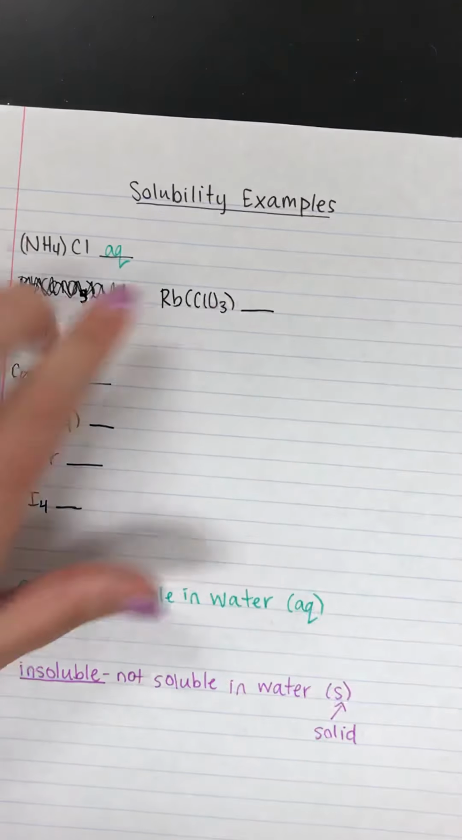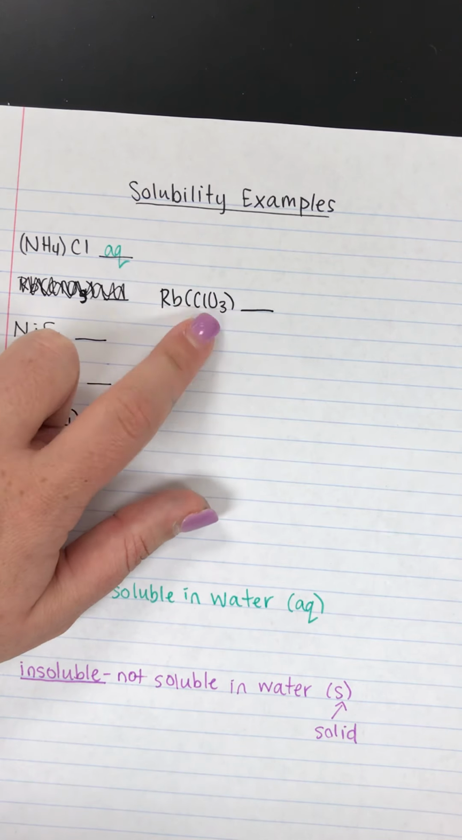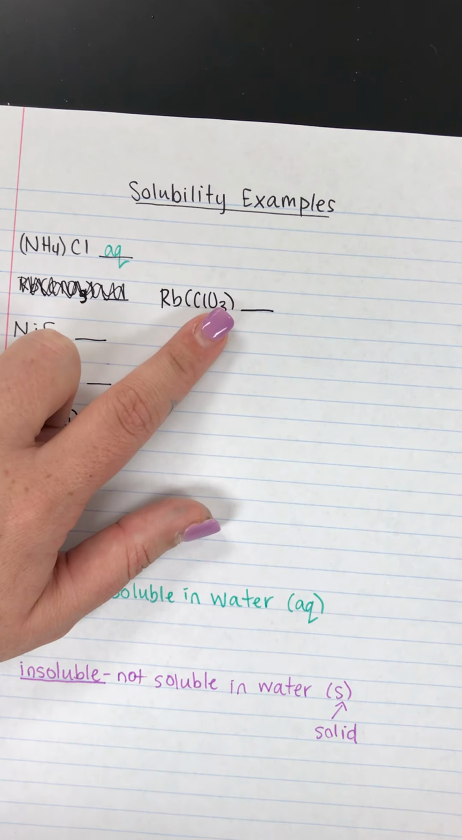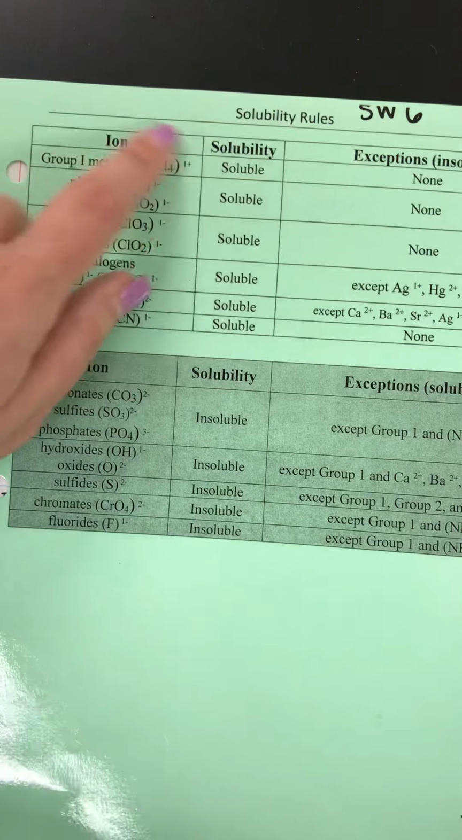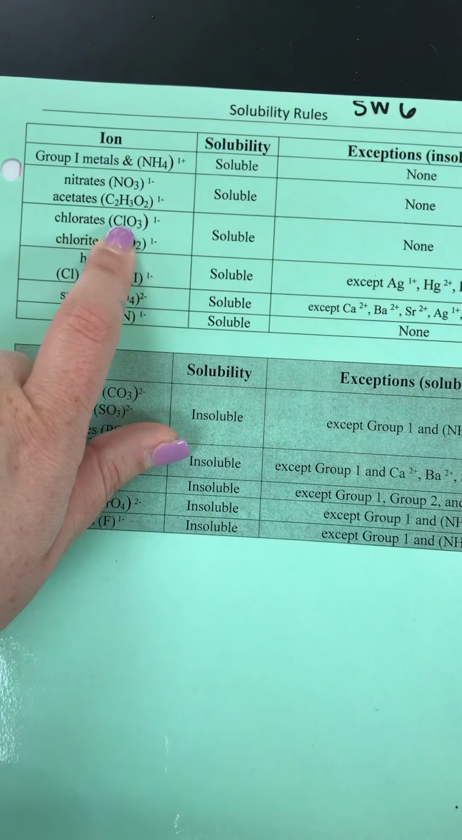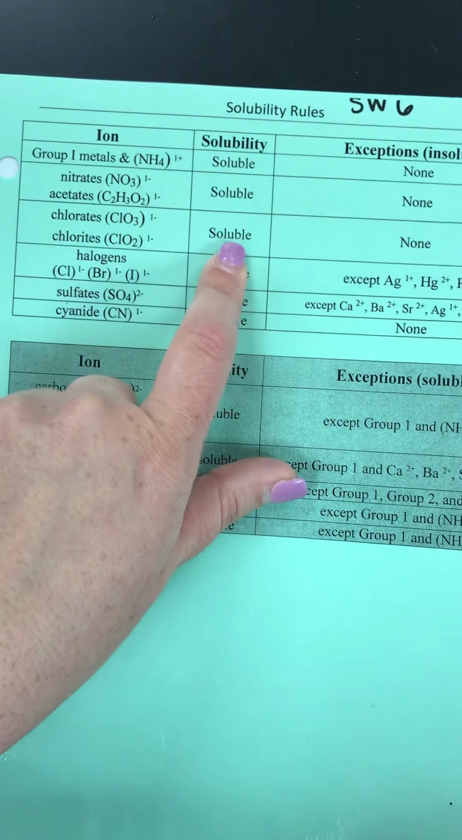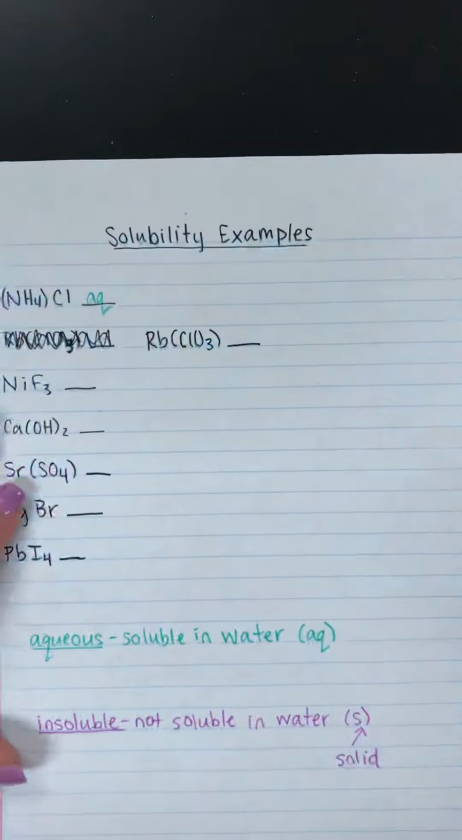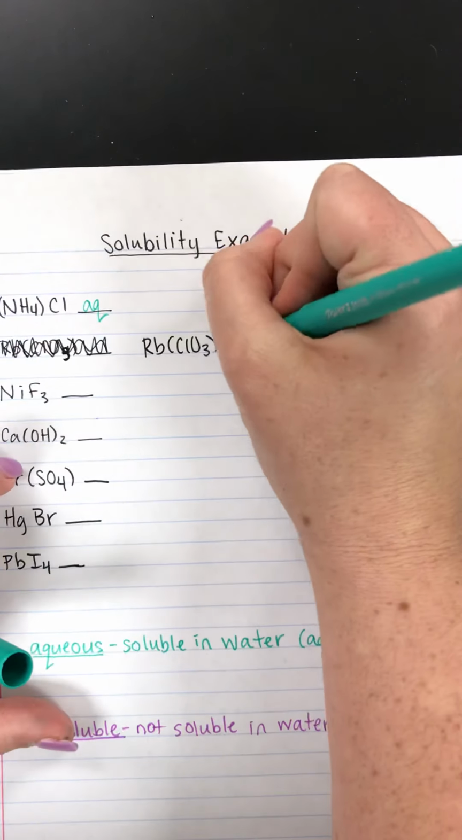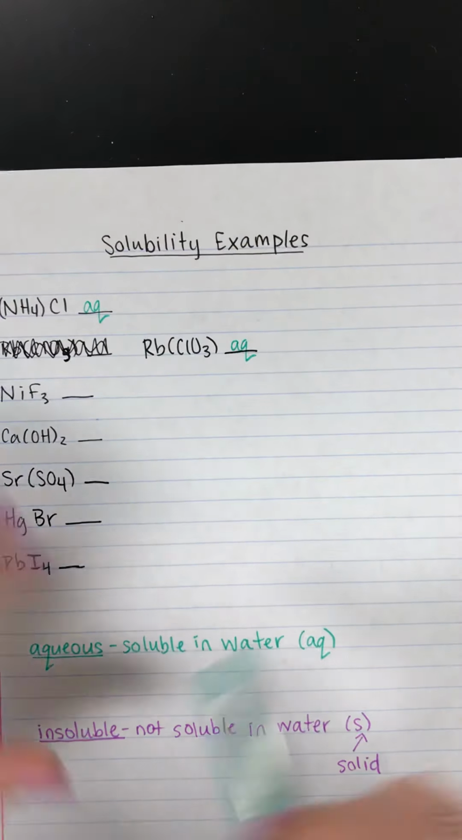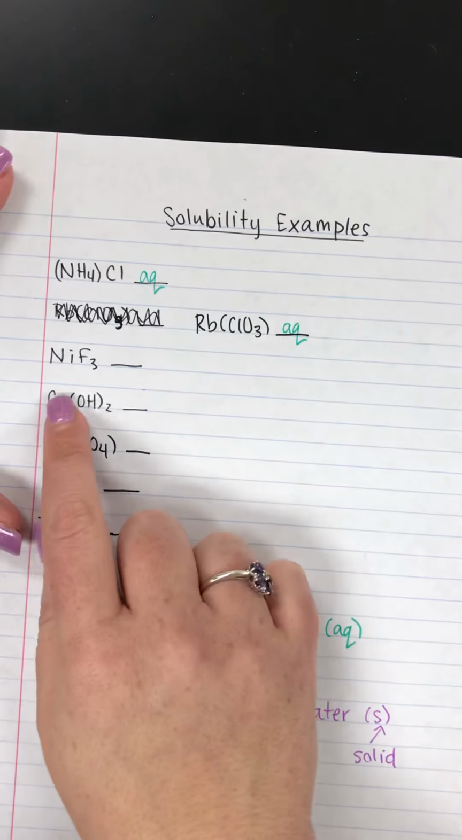Let's look at the next one. So we have RbClO3. We're gonna look at the second thing, the negative. ClO3 is what we're trying to find on our list. Found it right here. It's called a chlorate. It says it's soluble and there are no exceptions. So I don't have to think about it. I just know it's gonna be AQ. It's soluble no matter what it's with.